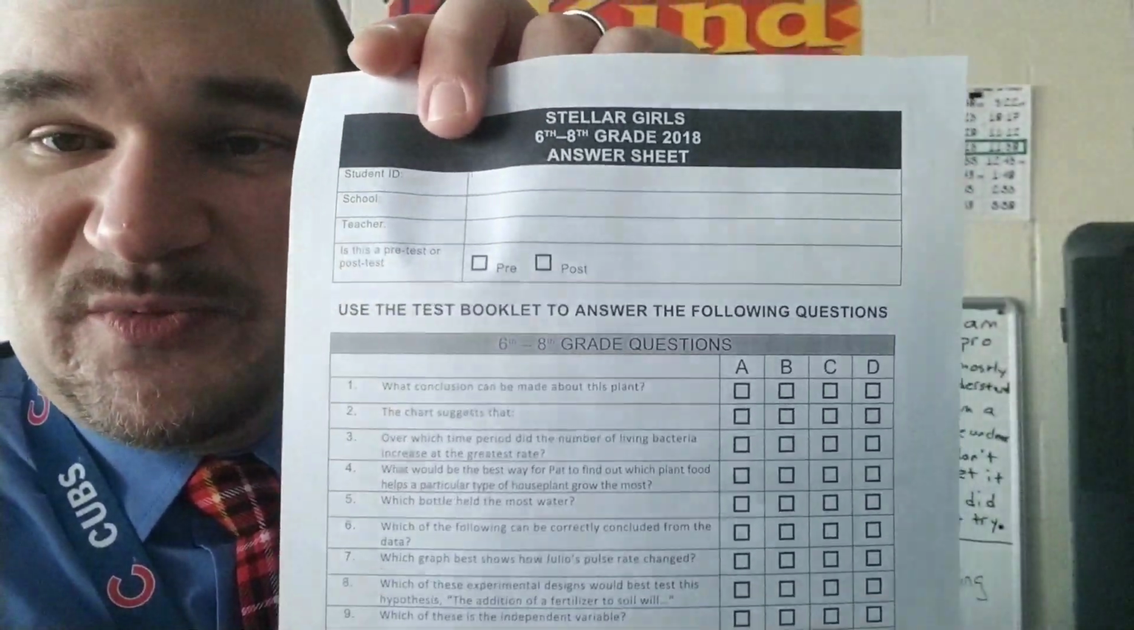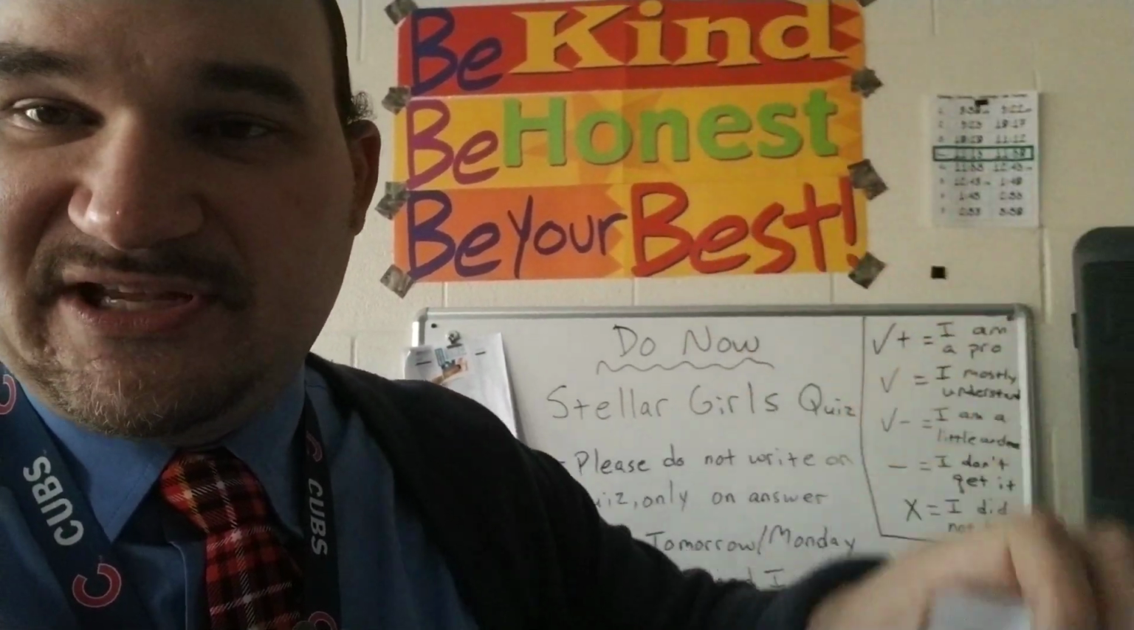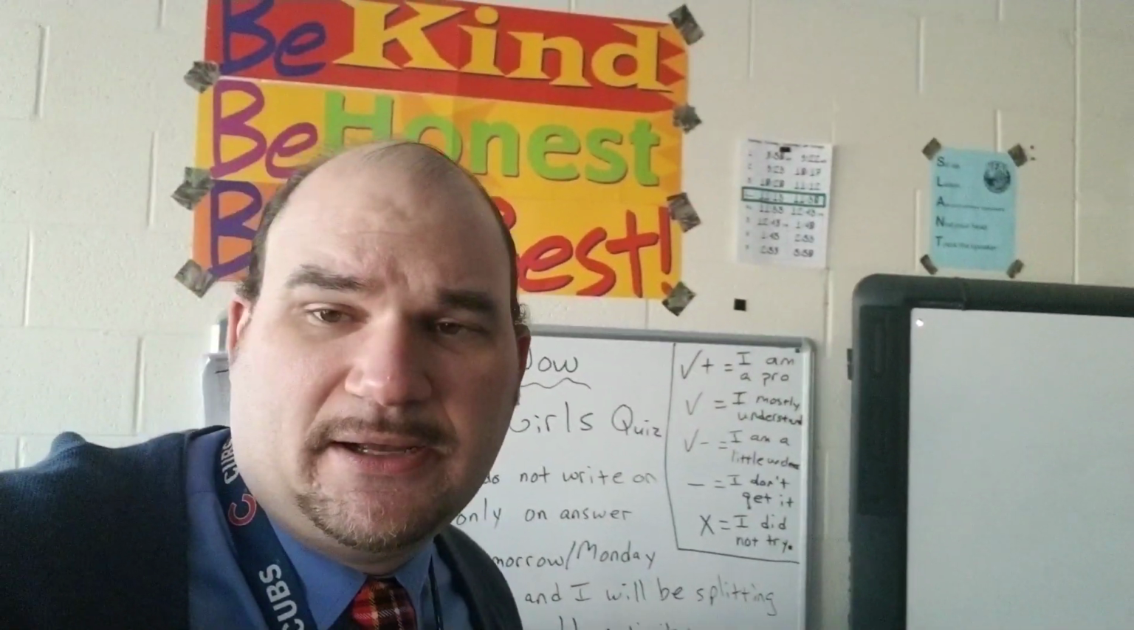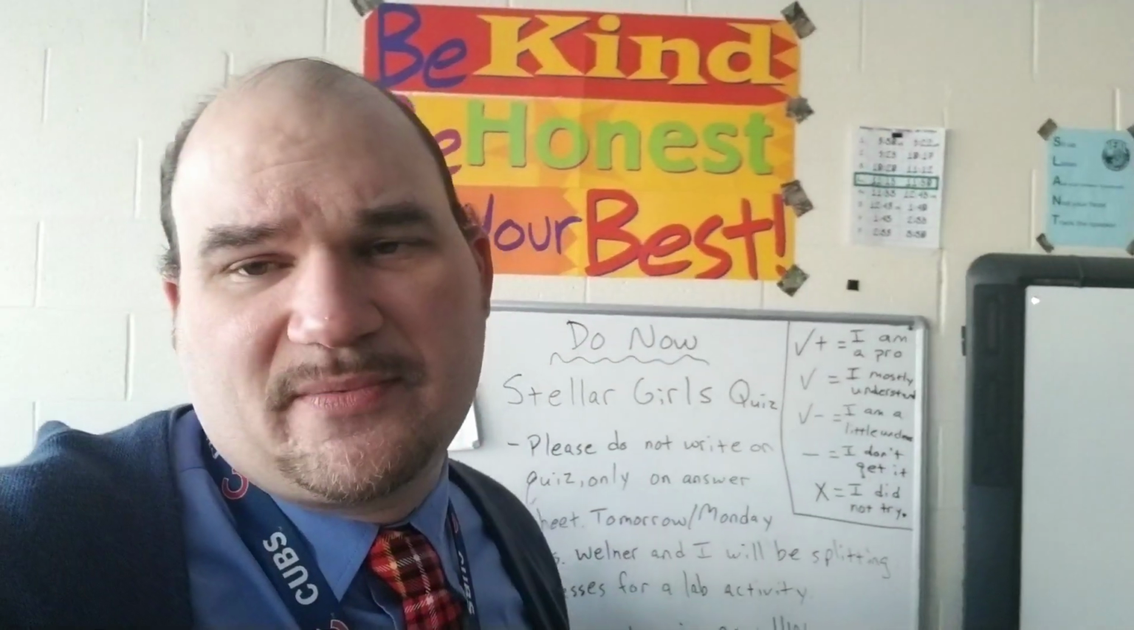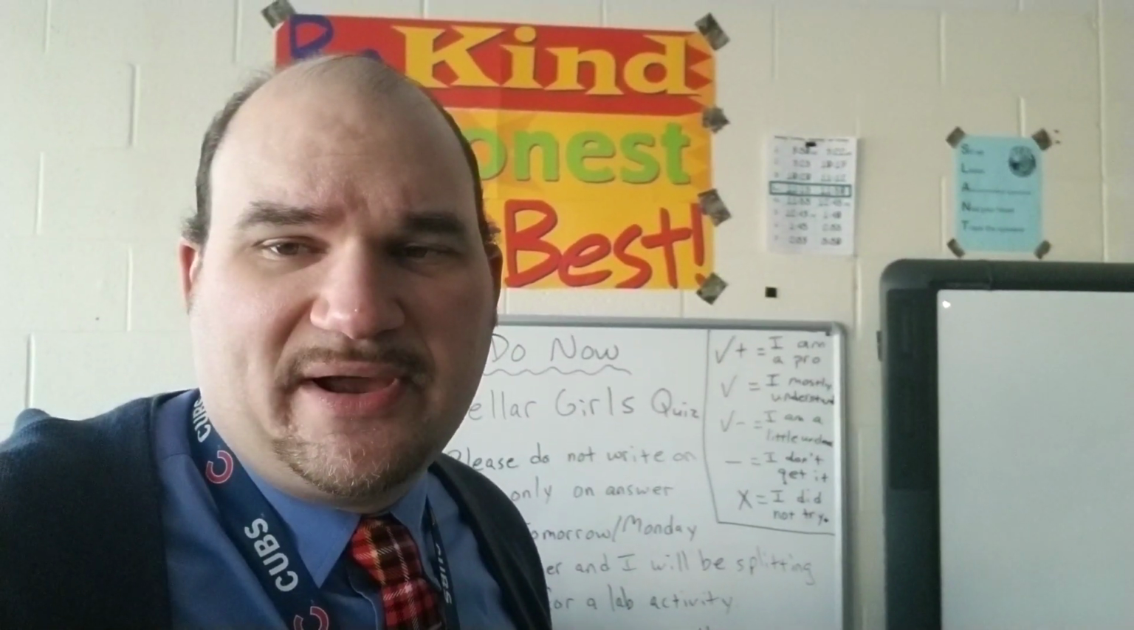Go ahead and put your student ID on there, your school, your teacher, whether it's me. Well, it's me. This is the pre-test, so you can check the box for pre, and you just mark A, B, C, or D for those 10 questions, and give you guys a chance to work on that. So those are getting passed out, and then I'm going to go over and I'm going to pause the video so you guys can complete the Do Now activity.